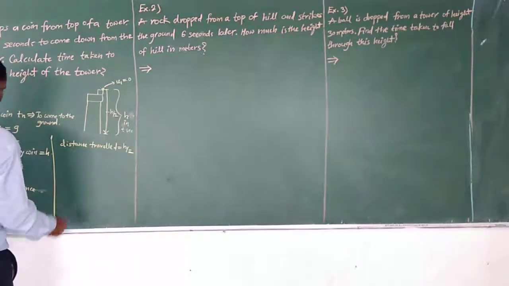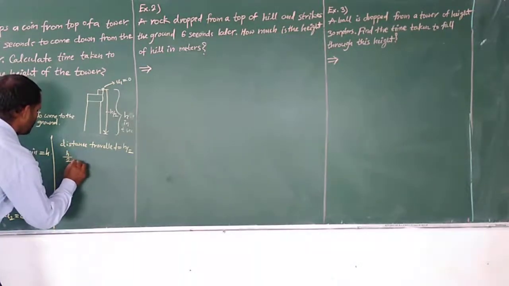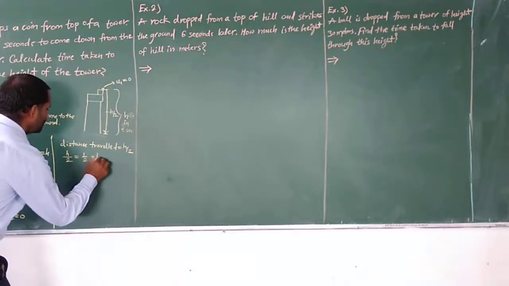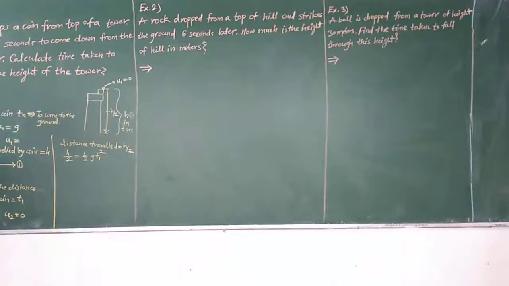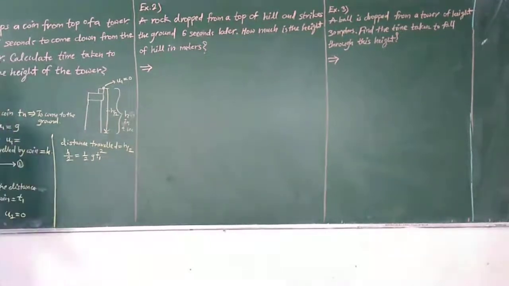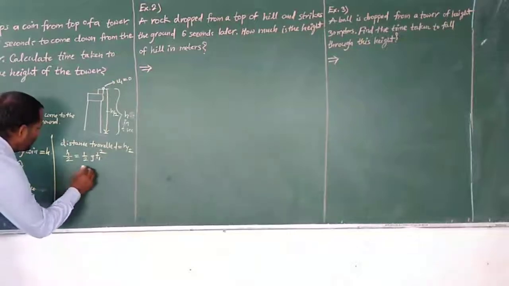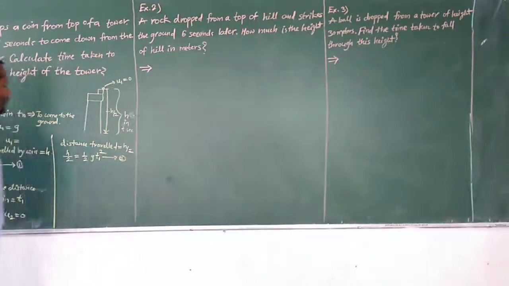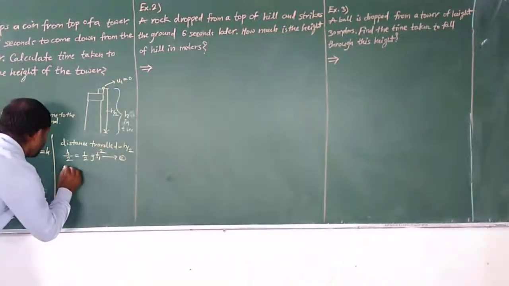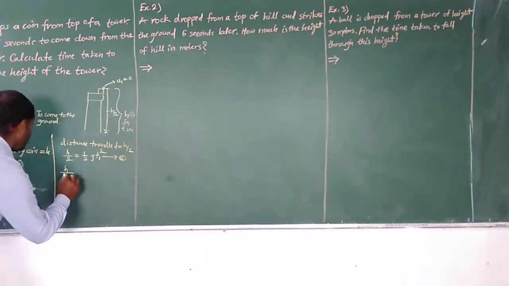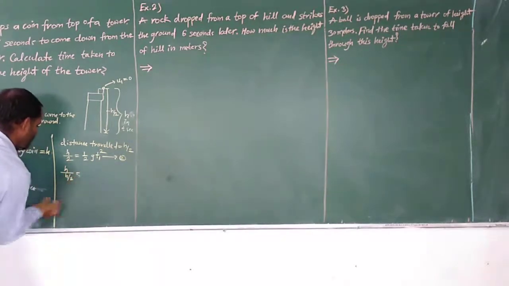Then the equation will become h by 2 is equal to half g T1 square. Here I have written the time taken by coin is T1, and here I have written Tn. So what we have to do here now? Divide. So this is equation number 2. So divide equation 1 by 2.